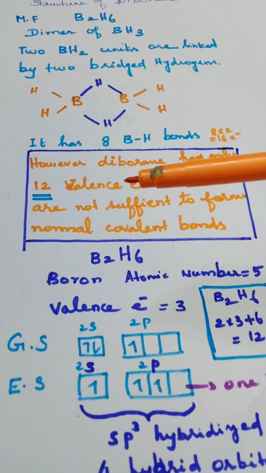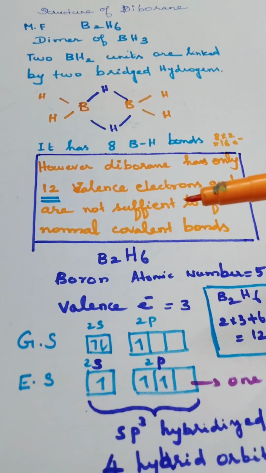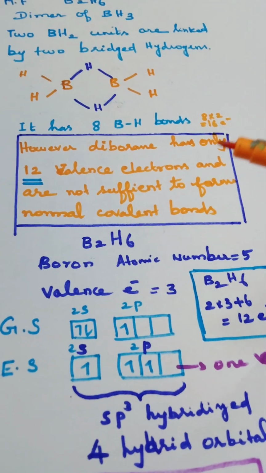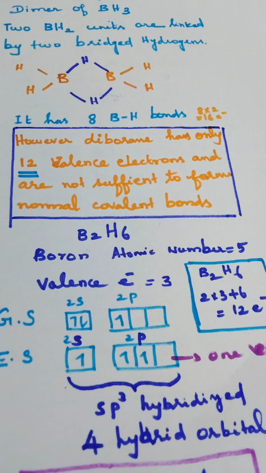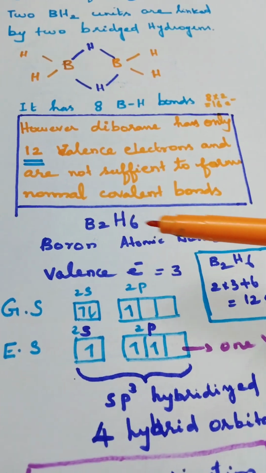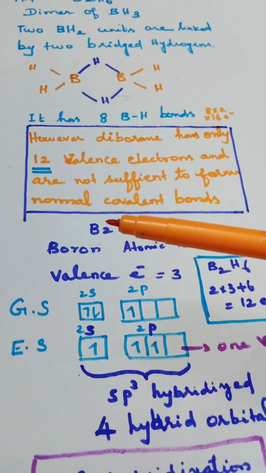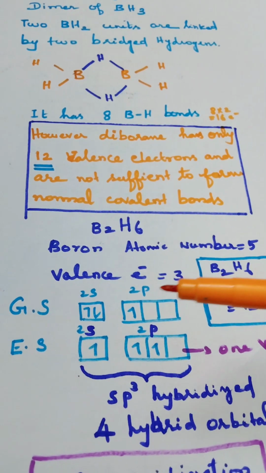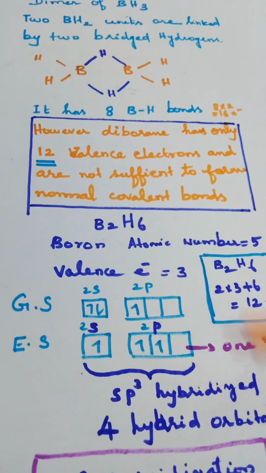Only 12 valence electrons are present. It is not sufficient to form normal covalent bonds. That's why the structure is different. We are going to explain everything one by one. Okay, B2H6 is the formula. The atomic number of boron is 5. The valence electrons, the number of electrons in the outer shell, is 3.